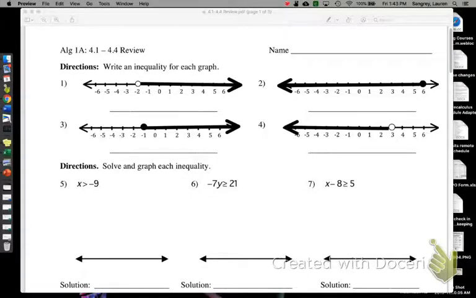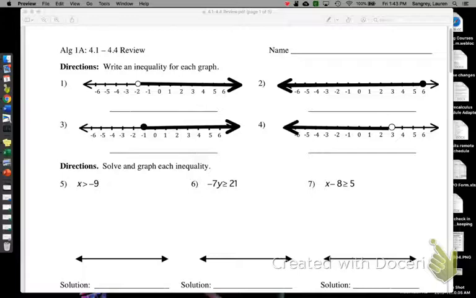Here's a little review for inequalities, and you can use examples that are similar to these in your activities that you complete this week. So make sure that you're creating your own, but you can use this video as a guide on the types of problems that you can include.